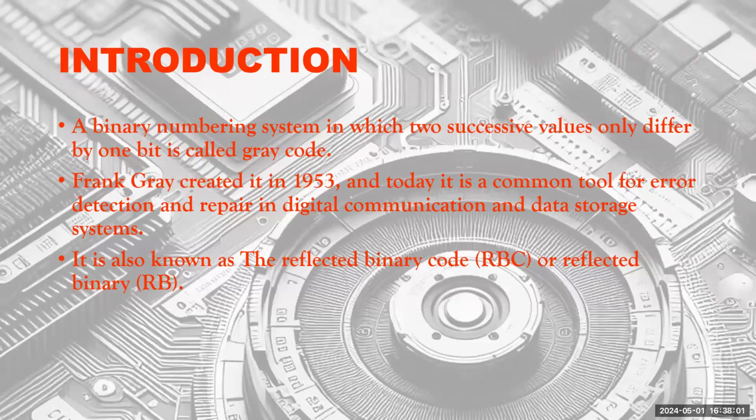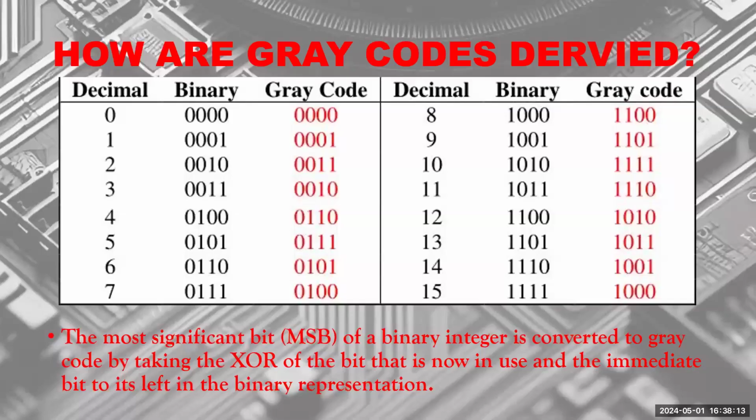It is also called the reflected binary code, since gray codes are derived from the binary codes. So how are these gray codes derived? Here I have a table of the decimal number system, the binary number system, and the gray codes. The decimal number system is nothing but the same old number system that we have been studying since our schooling. Then comes the binary number system, which most of us know. And now we are studying the gray codes. So how exactly are the gray codes derived from the binary number system?